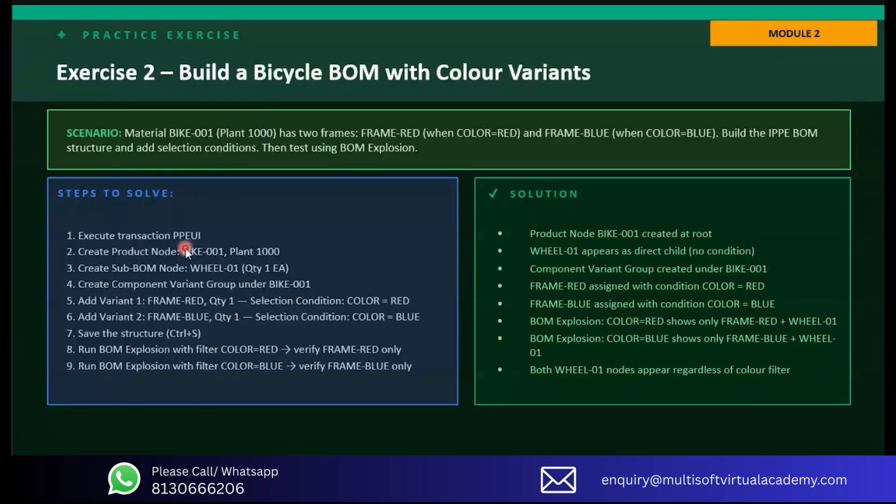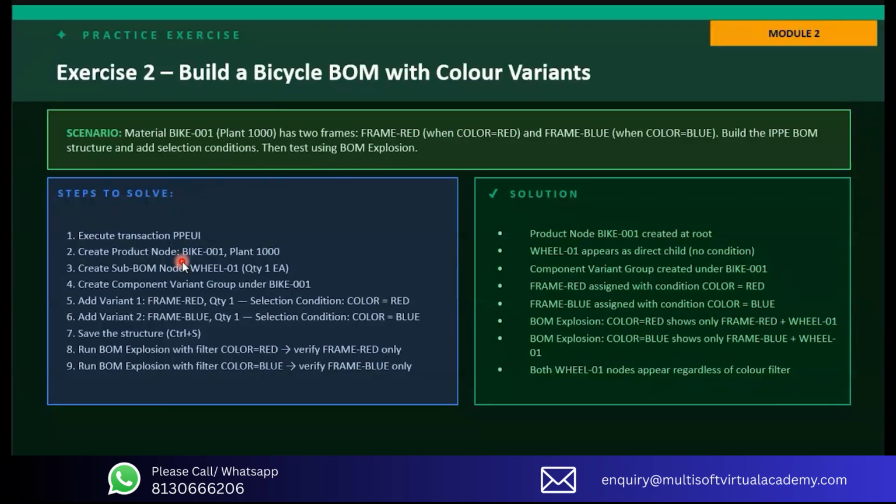Steps to solve this. First you open IPPE and then you create a product node. As I said, when you click on that, it will ask you. There will be a drop-down list. You have to select the product, that I will show you. This is only for theory purposes. Just understand this. You select the product node. Create a product node. There you enter the bike BIKE001. You enter it under the plant. Which plant? It is plant 1000.